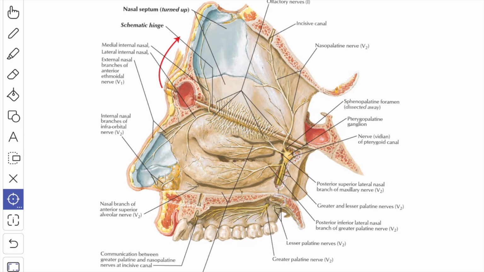Next we'll see about the nerve supply, the sensory supply. The sense of smell, the special sensation from the olfactory zone, is supplied by the olfactory nerves. The nerves of the general sense from the rest of the lateral wall are derived from the trigeminal nerve and they are distributed as follows.